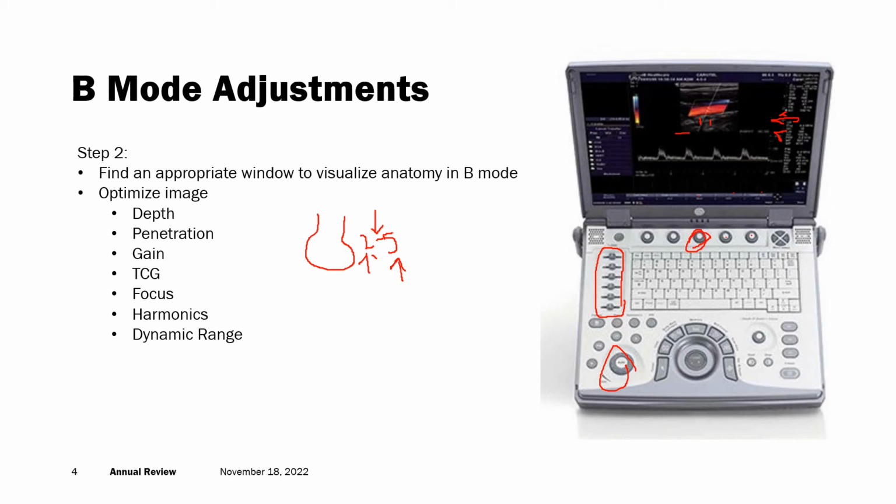So those are the majority of our B mode adjustments that you'll want to use on an everyday basis. Once you get the image that you want, you can always hit freeze. It's usually right down in this region, and you can then save an image, usually right next to it. If you have an image that you thought you saw something, but by the time you freeze the image, you can't really see it anymore.